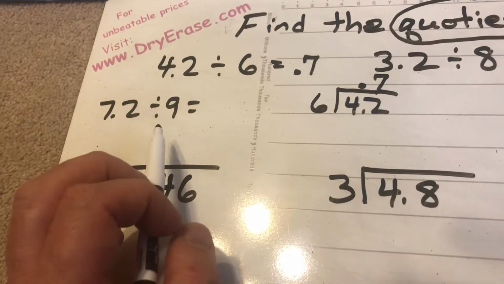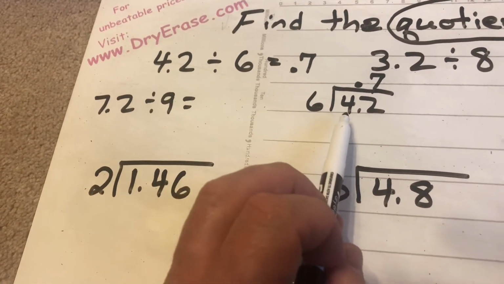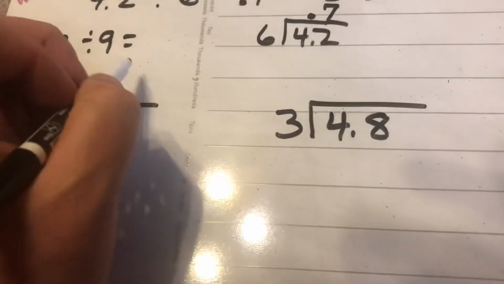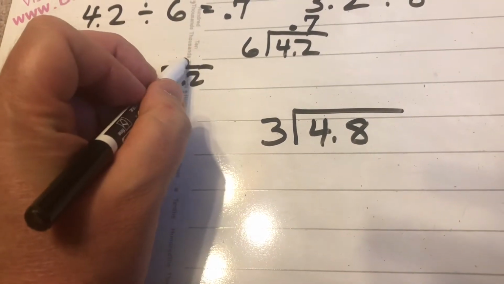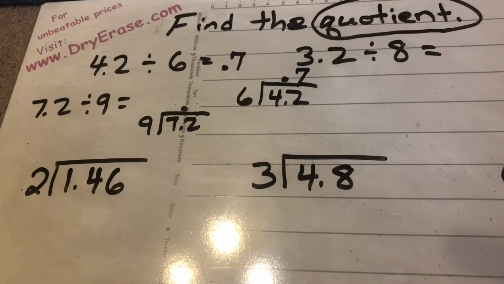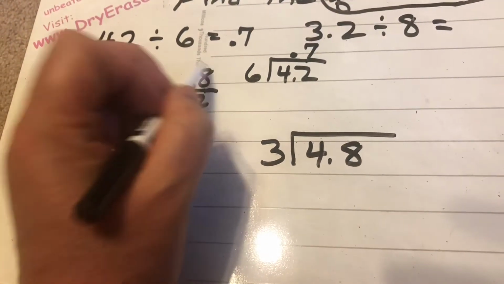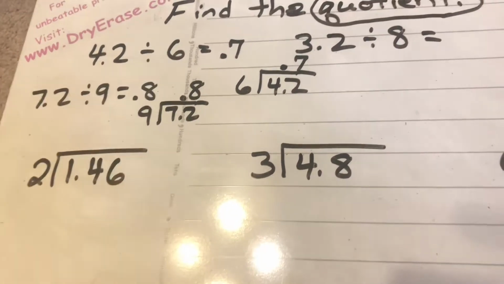Same thing with this one, 7 and 2/10 divided by 9. If I envision the 9 here and the 7 and 2/10, and the decimal were to go straight up, I can think, well, 9 can go into 72 8 times, and there's none left over because 9 times 8 is 72. So my final answer there is 8/10.